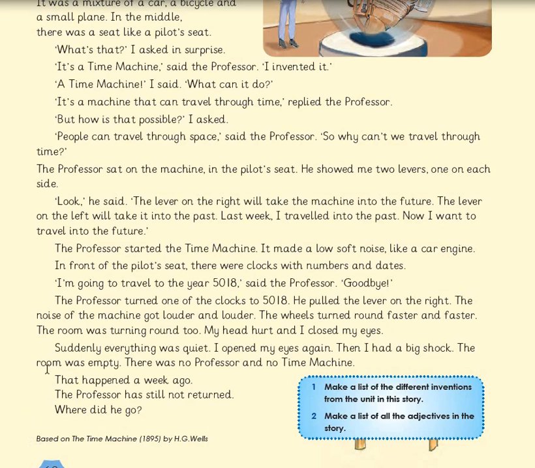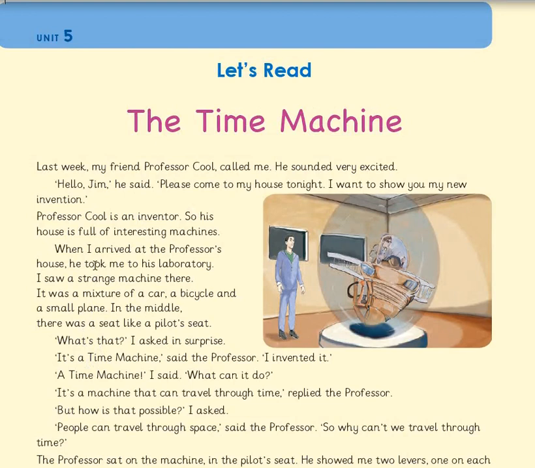أوكي، الآن بعد الاستماع دعونا نقرأ من أجل ترجمة الكلمات الصعبة. The Time Machine، آلة الزمن. Last week، الأسبوع الماضي، my friend Professor Cole، يقول صديقي الدكتور الجامعي، called me، ناداني، استدعاني، يعني نادى علي. He sounded very excited. Sound يبدو، صوته يبدو very excited، منفعل، مثار، متحمس. "Hello Jim," he said, "Please come to my house tonight." تعال إلى بيتي الليلة. "I want to show you my new invention." أريد أن أريك اختراعي الجديد. Professor Cole is an inventor، مخترع. So his house is full of، ممتلئ ب interesting machines، آلات أو أجهزة، مدهشة.